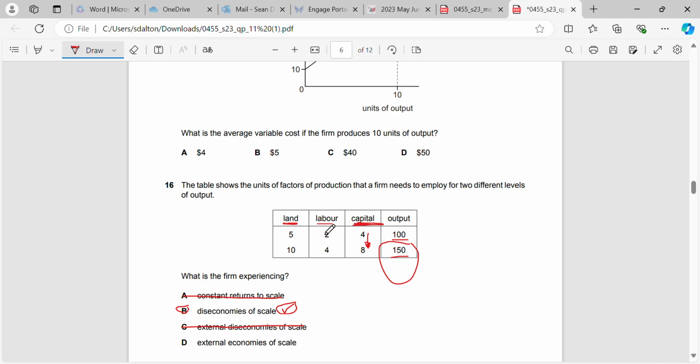External are the ones that are out of their control, but they control the amount of land, the amount of labour and the amount of capital that they choose to have or that they need. And economies of scale, it's definitely not that. Their average cost of production is not reducing, it's increasing.